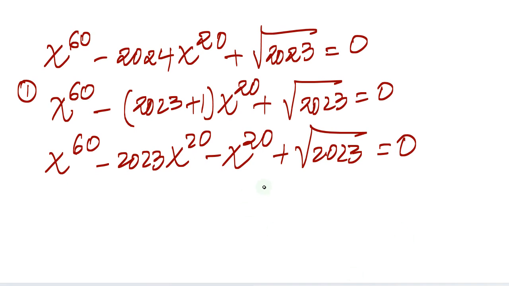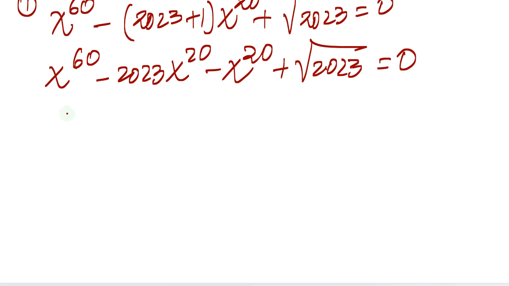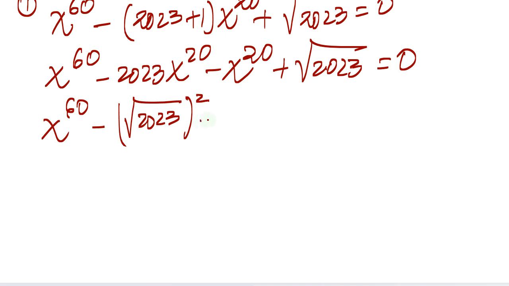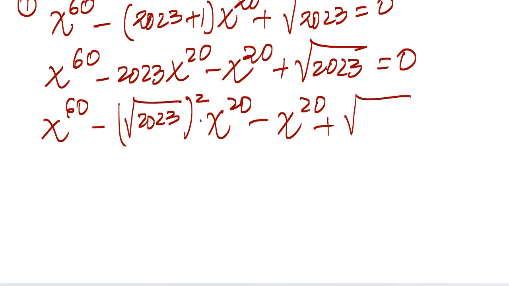Now what I'm gonna do is pretty simple. I'm gonna write this like this, and you will understand why I'm doing this. I'm just gonna put 2023 to the power of 3, which is the same thing, times x to the 20 minus x to the 20 plus square root of 2023, and this is 0.